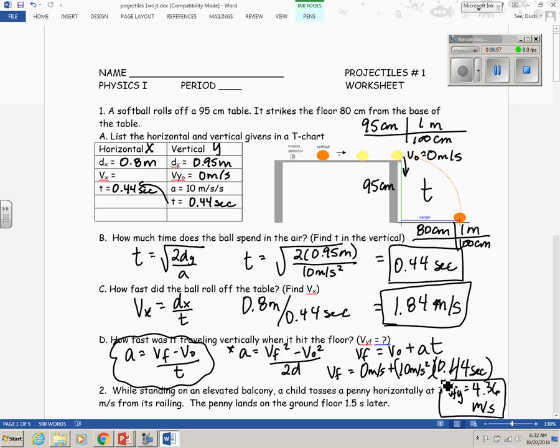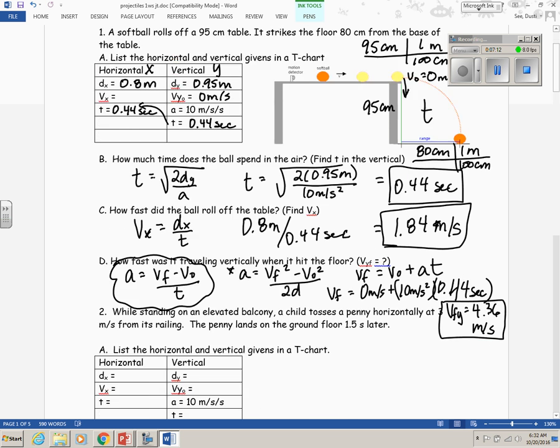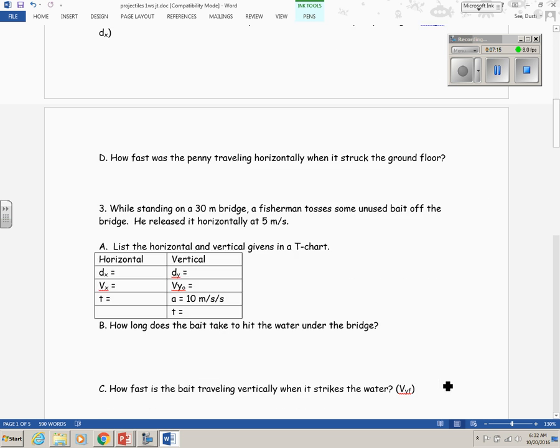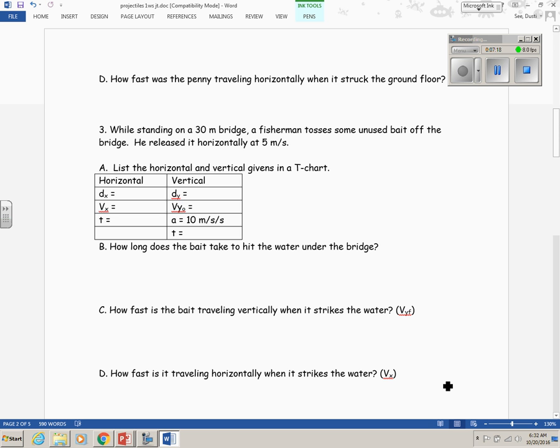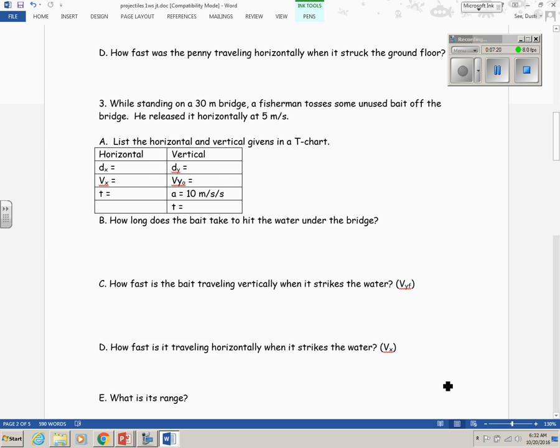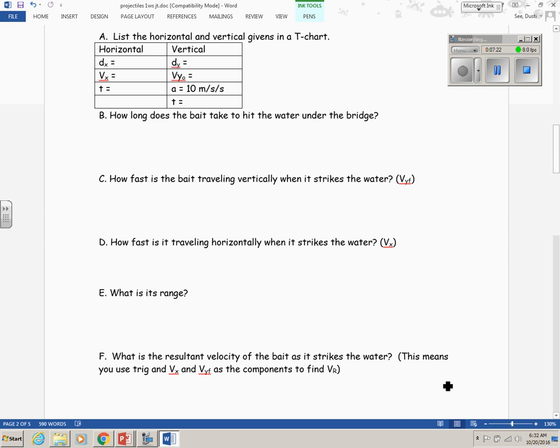All right. So that's to get you started with this one. Again, if I went too fast, have them just pause this and leave the screen up for a while. But you guys should be working on the rest of it. It's a pretty good sized packet. And primarily, always start with just filling out the T-chart. Then go from there.